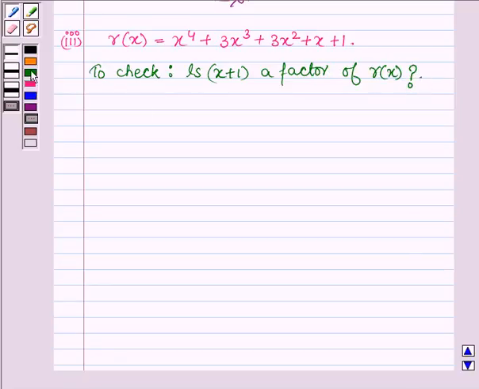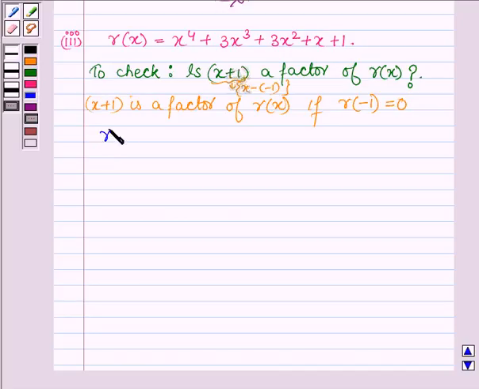Now, according to the key idea, x plus 1 is a factor of R(x) if R at minus 1 is equal to 0. Since x plus 1 can be written as x minus of minus 1, and minus into minus is plus. So to find the answer of this problem, what we will find is the value of polynomial R(x) when x is replaced by minus 1.